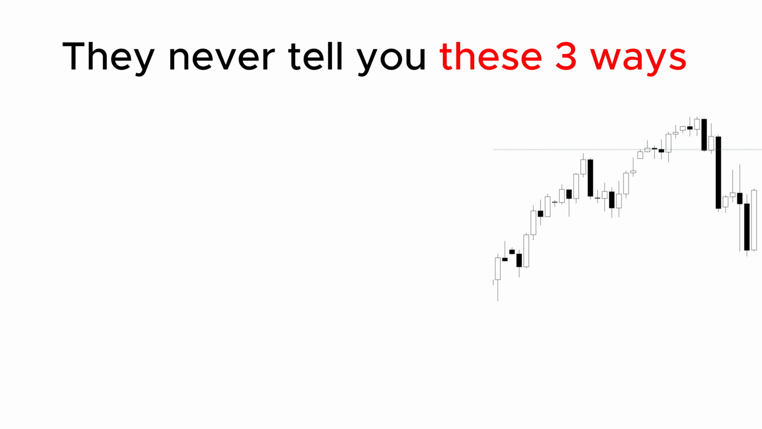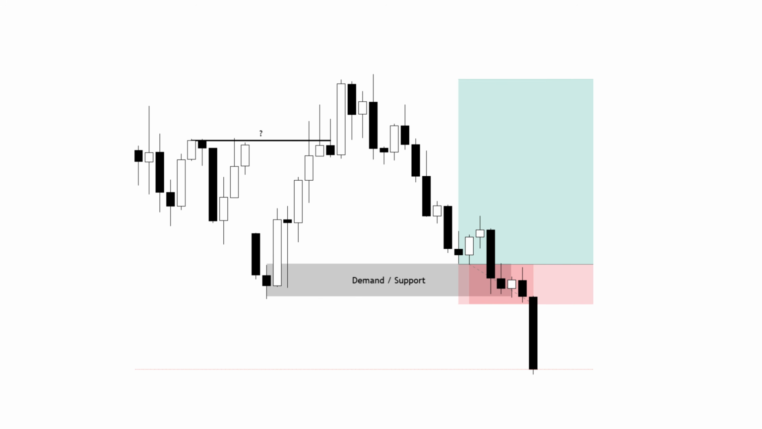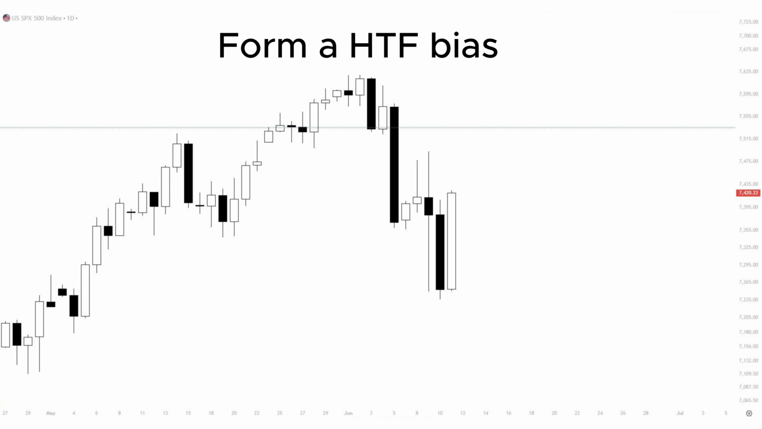They never tell you these three ways of price action, and this makes all the difference from having losing setups like this into winning setups like this one. As the first step, we need to form a high time frame bias of the price action. This helps in knowing what the market has done recently and what the trend of the high time frame is.